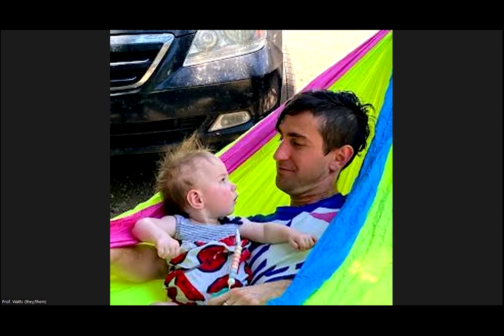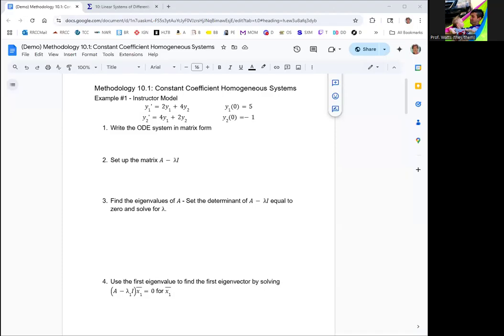Hello, welcome to a video where we look at methodology 10.1 and solving 2 by 2 first order linear homogeneous systems of ordinary differential equations with constant coefficients. The example we look at here is y1 prime equals 2y1 plus 4y2 for the first equation, and y2 prime equals 4y1 plus 2y2 for the second equation. And we have initial conditions. Y1 at 0 is 5, and Y2 at 0 is -1.